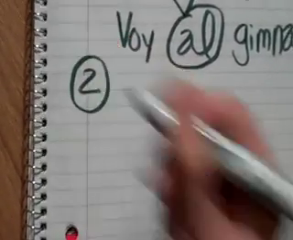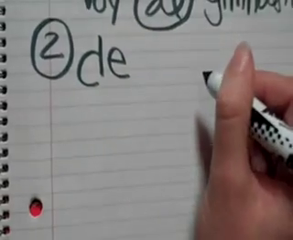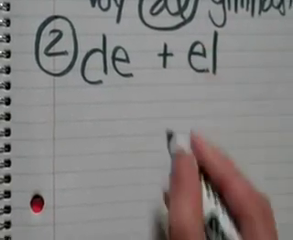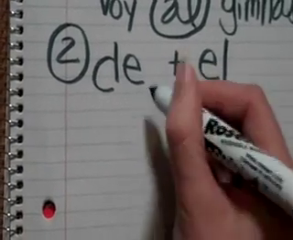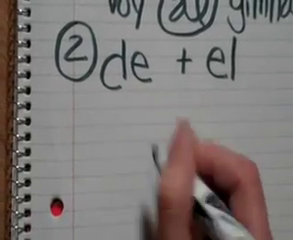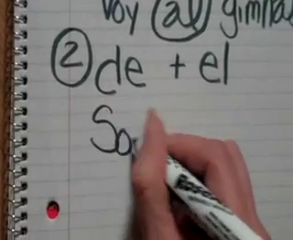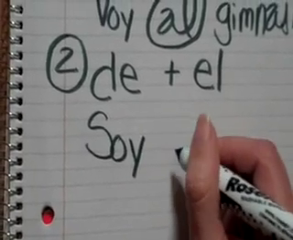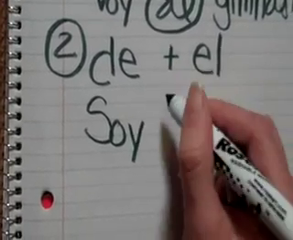The second and last contraction comes when you have the word de, which means of, plus el, the. For example, you could say, what would be a good sentence for that? Soy, I am, well, you know what? I am having a brain freeze. I haven't had enough coffee today.